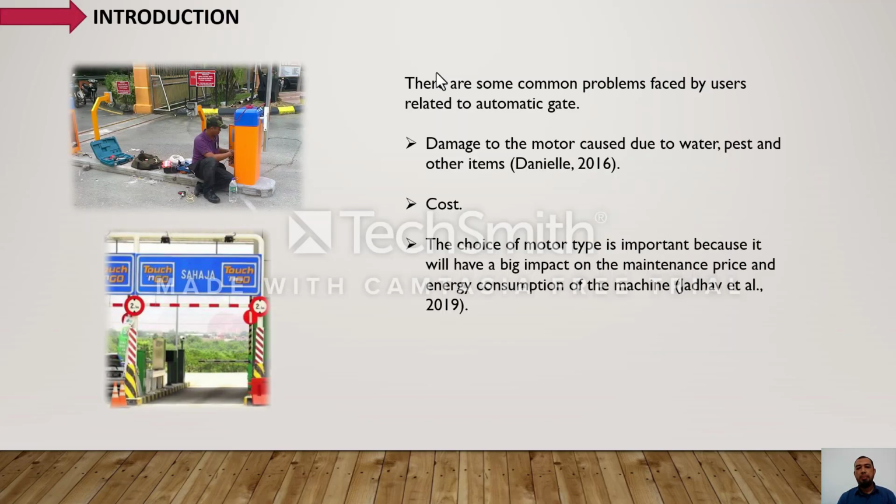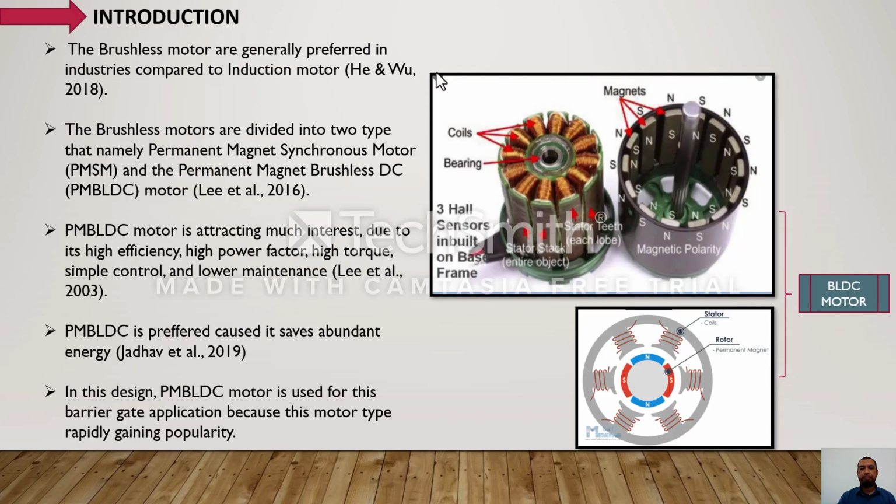There are some common problems faced by users related to automatic gate. Damage to the motor caused due to water, pests, and other items. Cost. The choice of motor type is important because it will have a big impact on the maintenance price and energy consumption of the machine.